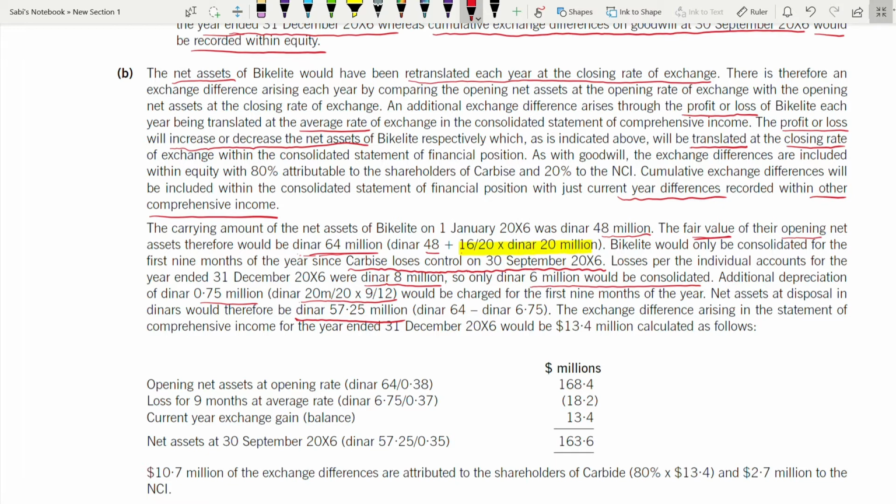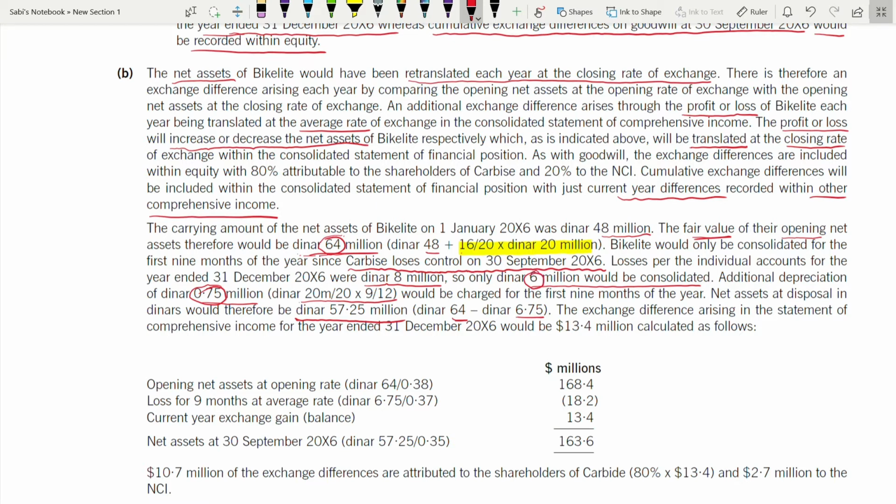So how are they getting it? Net assets at disposal. Fair value of opening net assets: just now they have calculated here 64 million. They have shown the working in the bracket. So 64 opening minus 6.75. How 6.75? Because of the losses and the depreciation. Additional depreciation is 0.75. Loss was only 6 million. So 6 plus 0.75, 6.75.